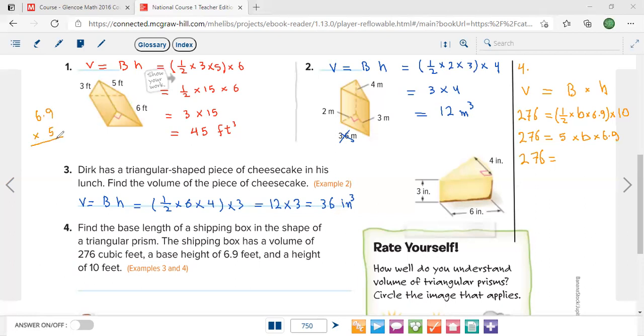5 multiplied by 9 is 45. Carry 4. 5 multiplied by 6, 30. So 34. And put the decimal point after one digit. Someone can find this multiplication using mental math. How? 5 multiplied by 6.9 is like 5 multiplied by 7 minus 0.1. This is the distributive property, mental math.